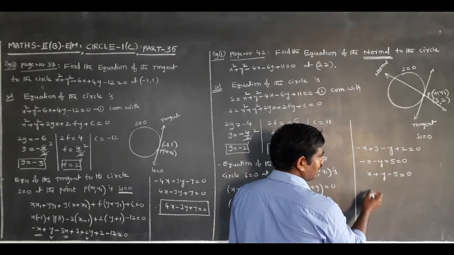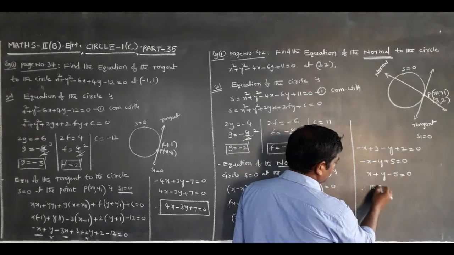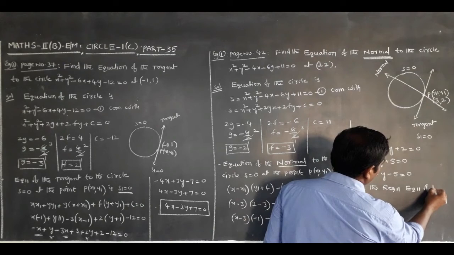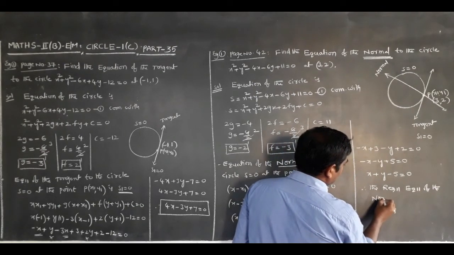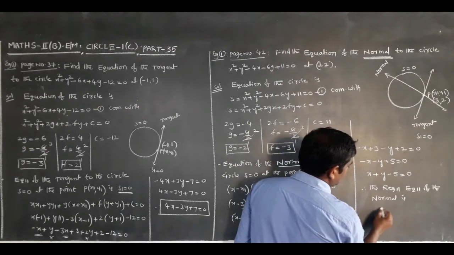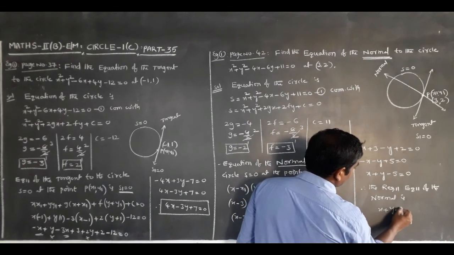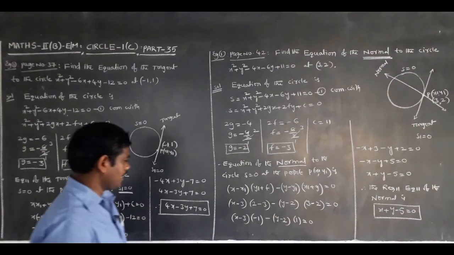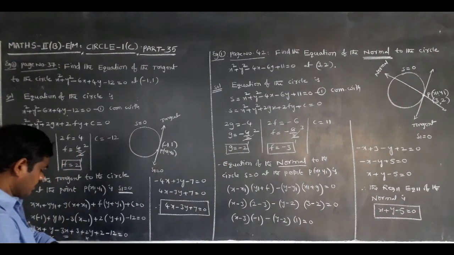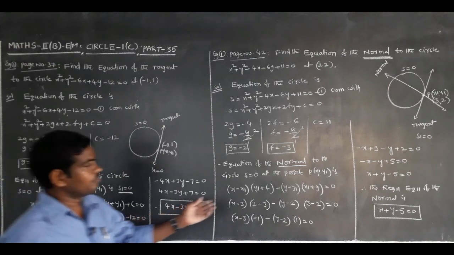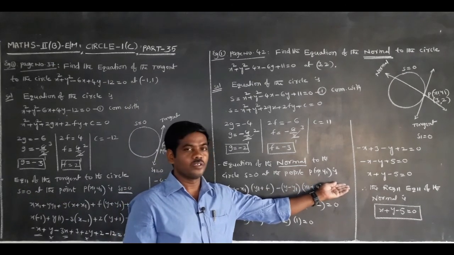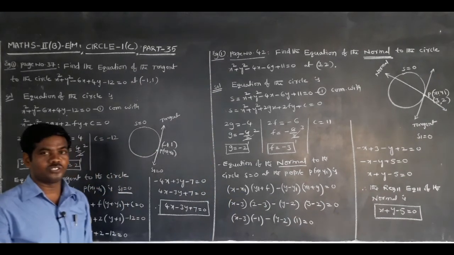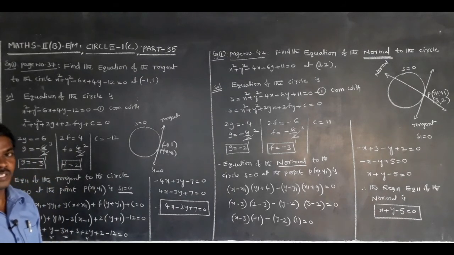Therefore, the required equation of the normal is x plus y minus 5 is equal to 0. This is the process for finding the equation of the normal to the circle S is equal to 0 at the point P(x1, y1).